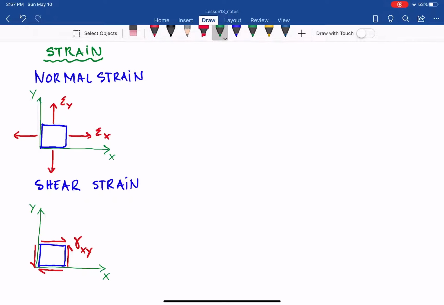We have the stress and strains analogy. So when we master these analogies, the process becomes very simple.